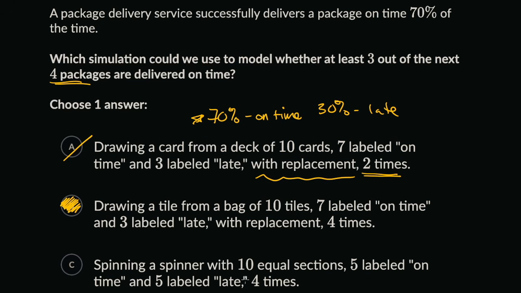Spinning a spinner with 10 equal sections, 5 labeled on time and 5 labeled late, 4 times. Well, they're doing it 4 times, but the percentages aren't right. This would be 5 out of 10 on time, 5 out of 10 late. This would be 50-50. You want this 70-30. So I definitely like choice B.